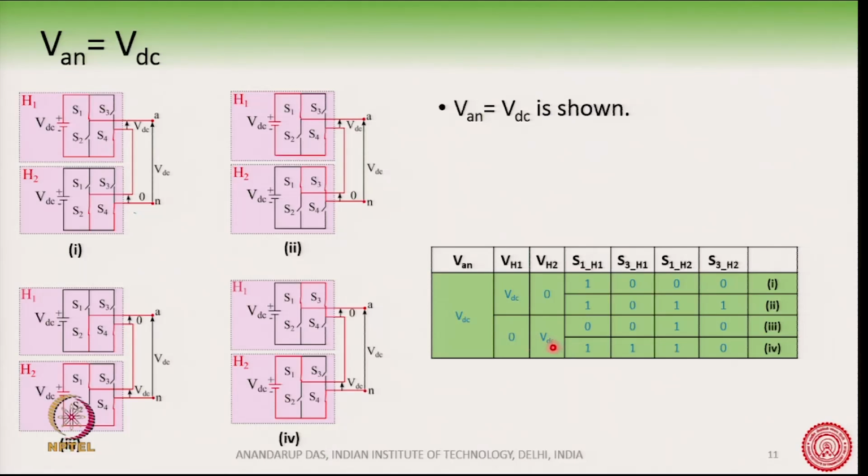Similarly, we can also get VDC by making VH1 as 0 and VH2 equal to VDC. For VH2 equal to VDC, there is only one switching multiplicity possible, which is the diagonal element, shown here: S1 and S4 are turned on. But for getting the 0 from VH1, we have two multiplicities: either you turn on S2 and S4, or you turn on S1 and S3. This is shown here. These are the two multiplicities.